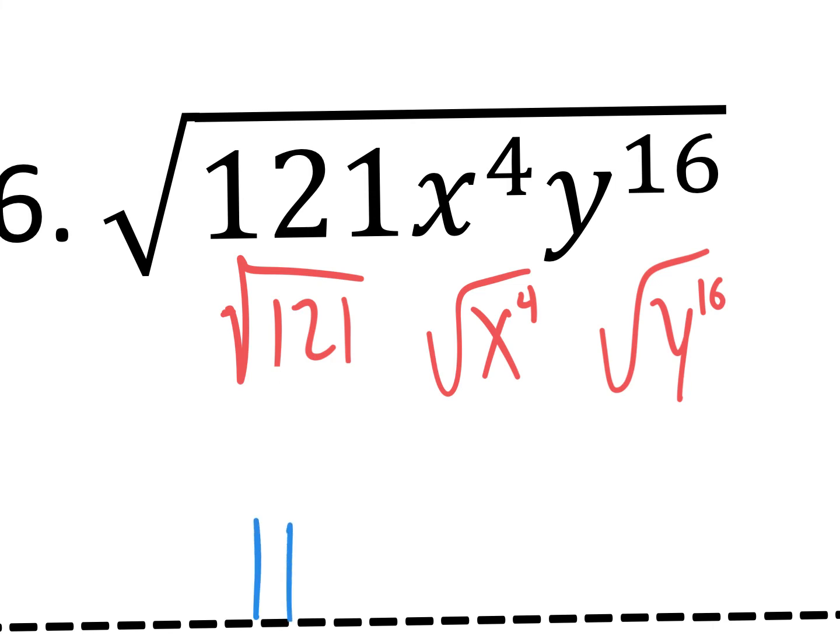What's the square root of x to the 4th? Square root, that's really the power of 1/2. You want it to be divisible by 2. It is divisible by 2, x squared. Over here, square root, you want this to be divisible by 2. It is divisible by 2. What's your answer? y to the 8th.